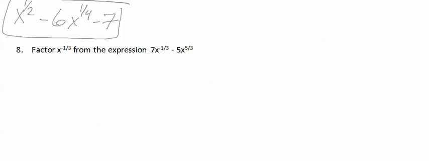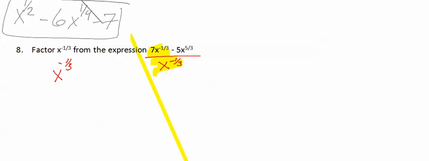Another question that you're going to see is factoring x to the -1/3 or factoring any exponent out. Basically what that means is you're just dividing it out. So if I'm taking out or dividing by x to the -1/3 from each of the terms, in the first one the x's will cancel and you're going to be left with 7.